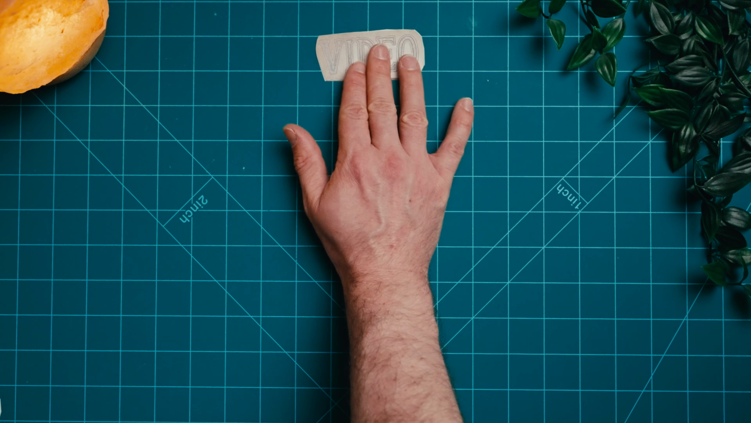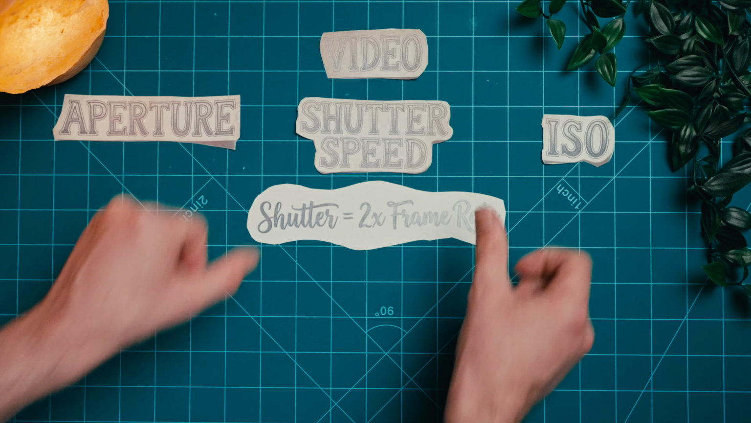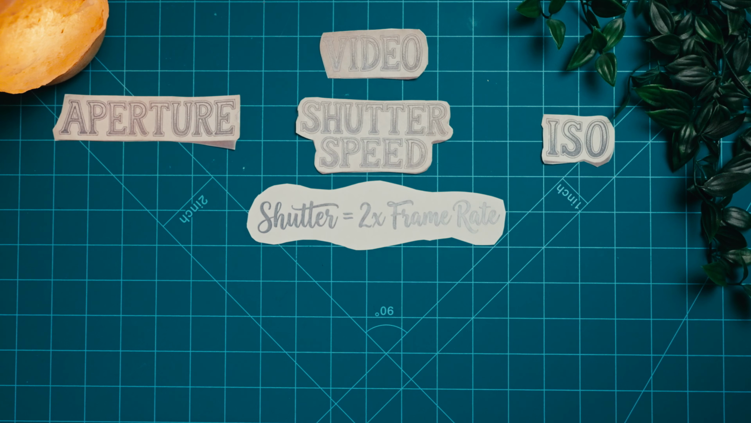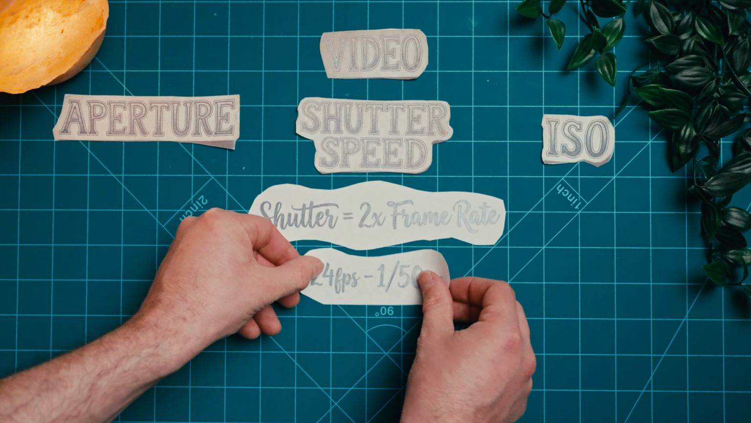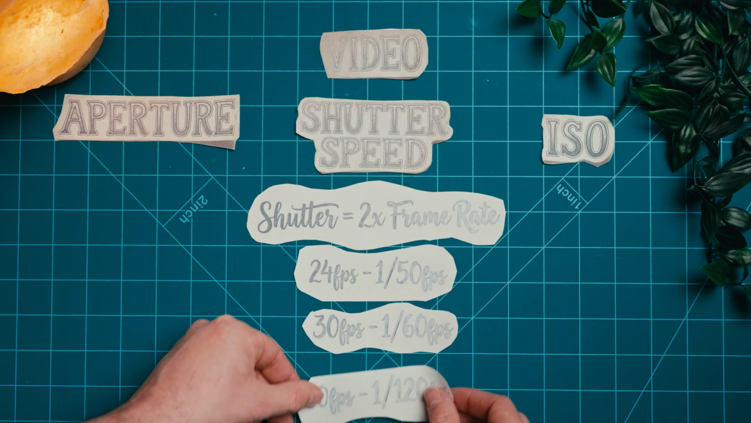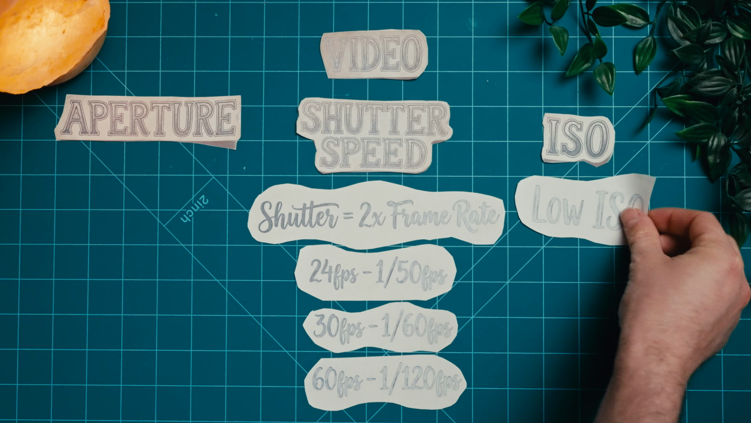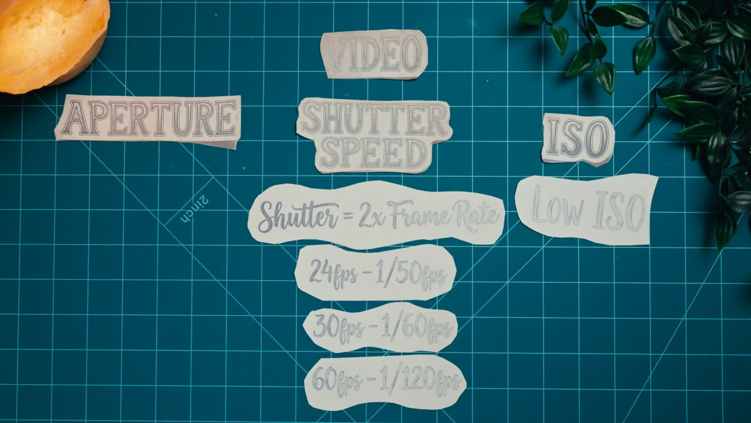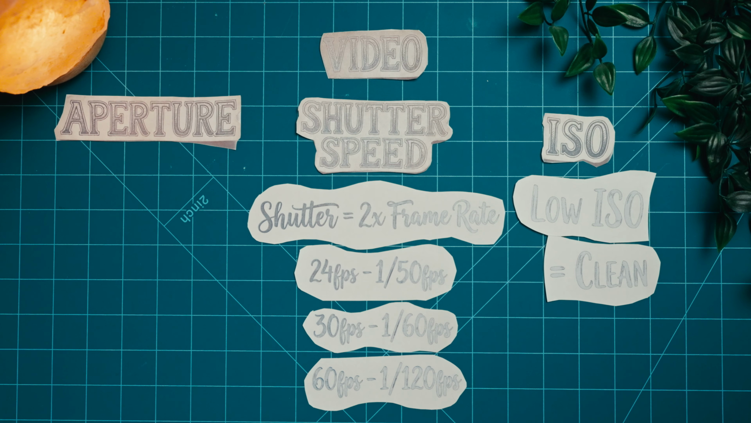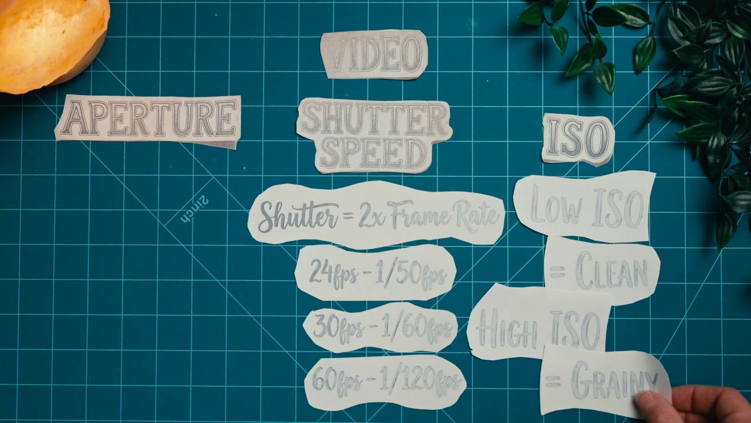All right, a quick recap when it comes to your video settings. For shutter speed, you want to keep your shutter at 2 times your frame rate. So if you're shooting at 24, that's 1/50. If you're shooting at 30, that's 1/60. And if you're shooting at 60, it's 1/120. When it comes to ISO, you want to keep your ISO as low as possible or at your camera's native ISO to have a clean image. And if you boost up your ISO, just know that it's going to get much grainier.